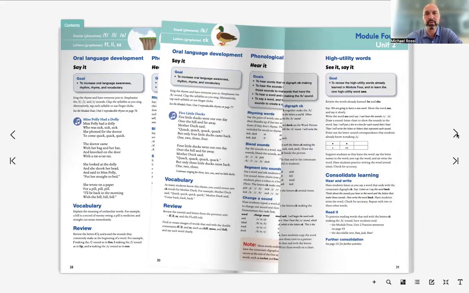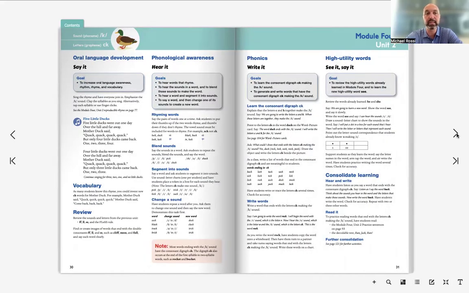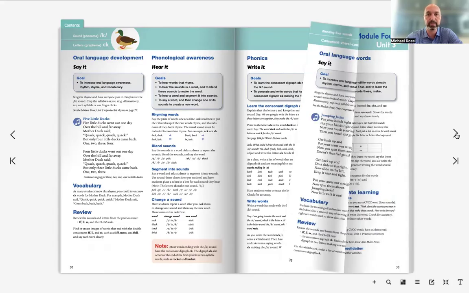And then as we flip through to the second unit the next week, we'll see it's the same. It's always oral language. It's always phonological awareness. It's always phonics. It's always high utility words. There's a clear pattern for the lesson frame for all of the units in every module.